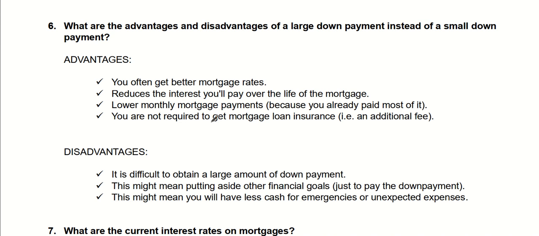And you are not required to get mortgage loan insurance. So that's just an additional fee. It's because the banks are a bit nervous about lending money and wondering if they're going to get paid back. So they get this sort of mortgage loan insurance, which I think is bogus, just a money scam. But yeah, that's the advantage. So you don't have to pay it. Now, in my case, I bought my property outright, just one payment. Therefore, I pay literally no interest. So again, a large down payment is always better.